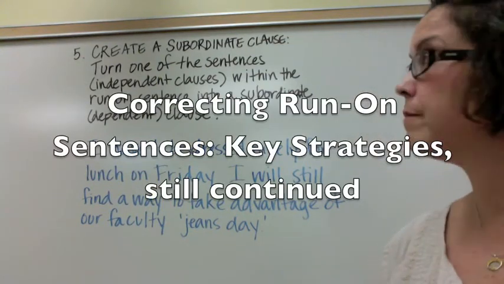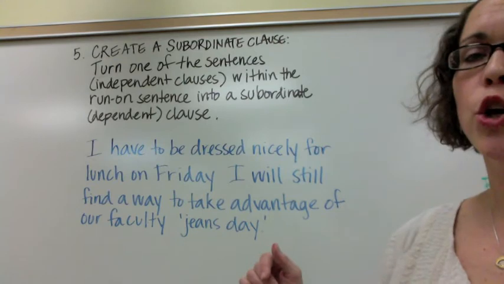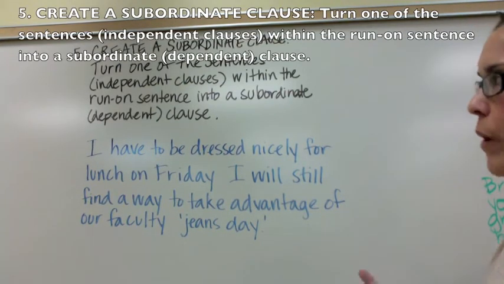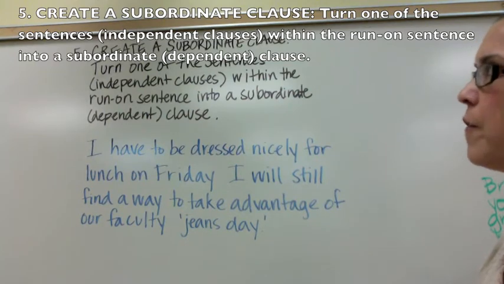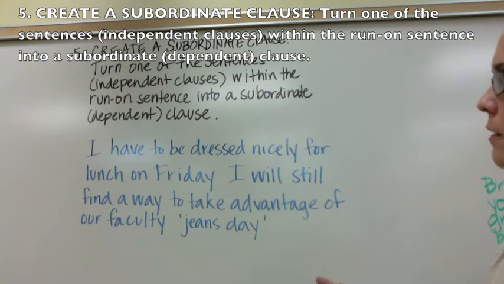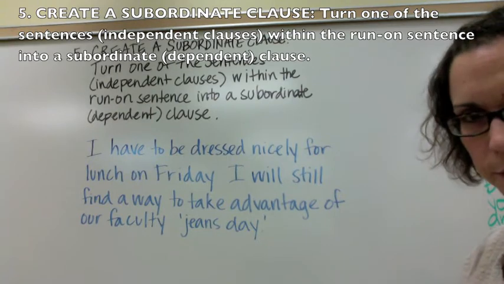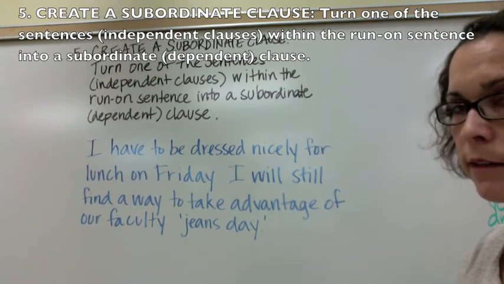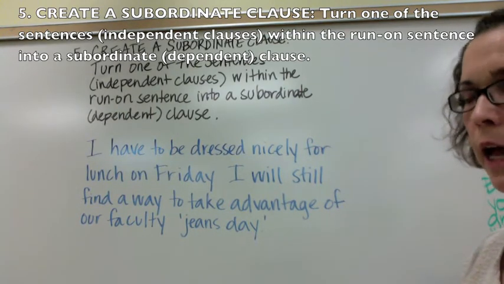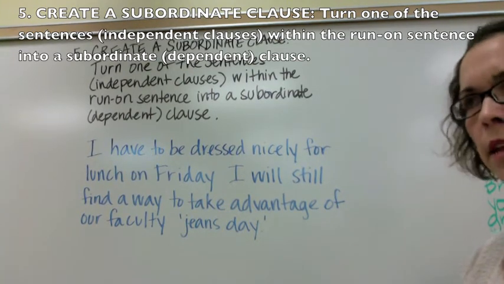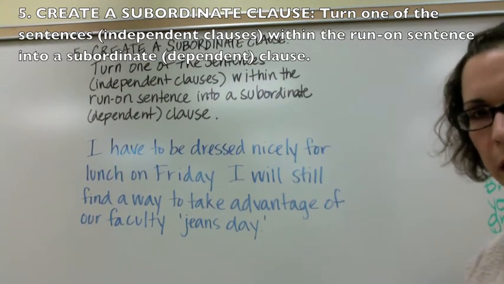One last strategy, number 5, create a subordinate clause. All right, so when we have a run-on sentence, this 5th strategy goes like this. Turn one of the sentences or independent clauses within the run-on sentence into a subordinate clause, also known as a dependent clause. There are lots of ways you can turn an independent clause into a subordinate clause. We're going to talk about that a lot more later when we get to chapter 8.